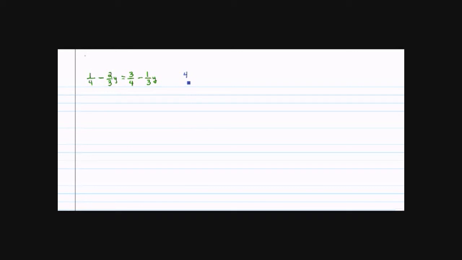I got 4, 8, I'm just counting by 4s, 12, 16, and I'm going to make multiples of 3. 3, 9, 12. If you notice, 12 is a common multiple. That's what I'm going to multiply everything by. Multiply everything by 12. So let's break it down for you.